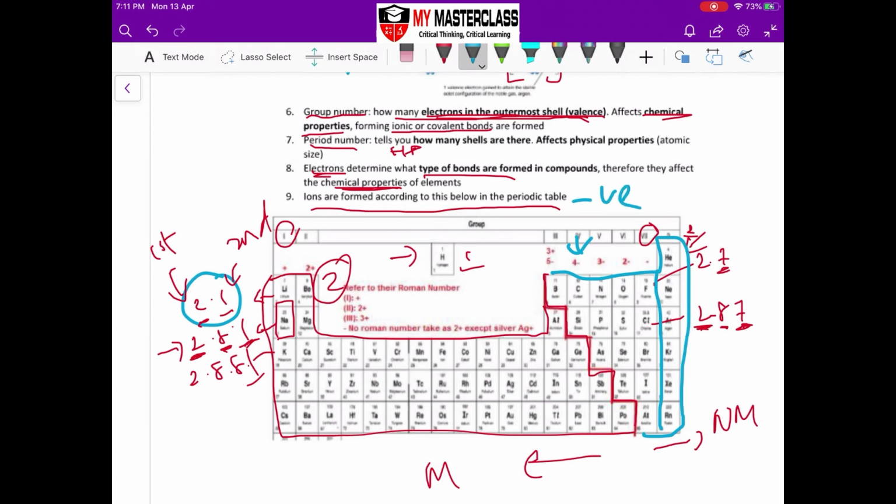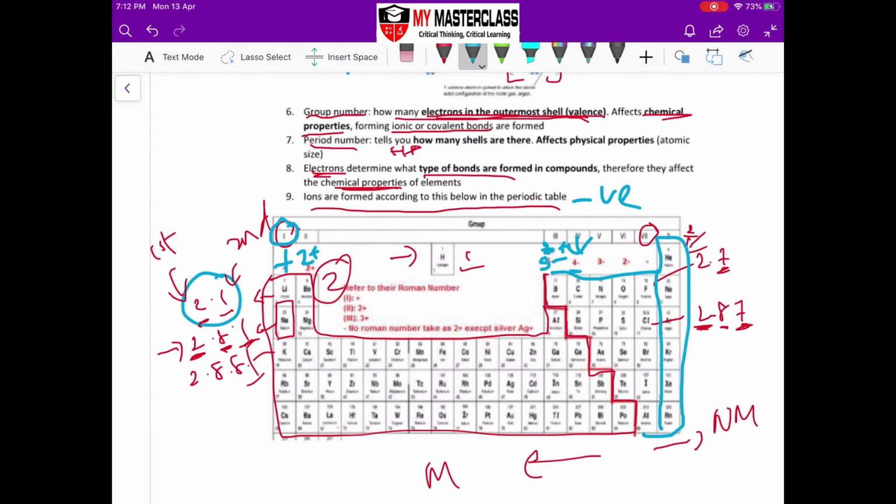If you look at group 1, because they have one outer electron, they will lose one negative, so they all form plus. Group 2, they have two outer, they will all lose 2, so they form 2 plus. Group 3, if they are metals, they will form 3 plus because they will lose. But boron being a non-metal will gain 5 instead of losing 3, so it will form 5 minus. Carbon and silicon, being non-metals, will gain electrons and form 4 minus.